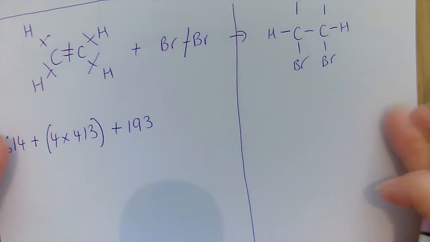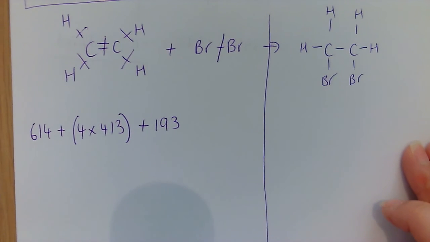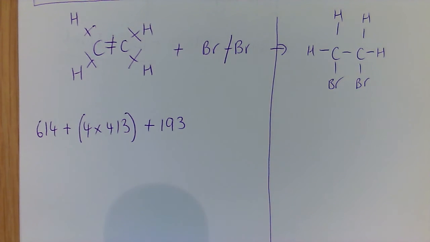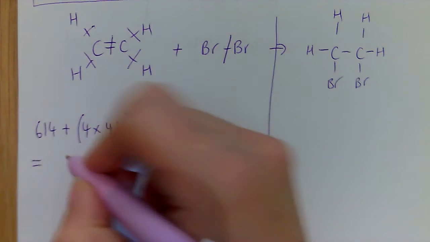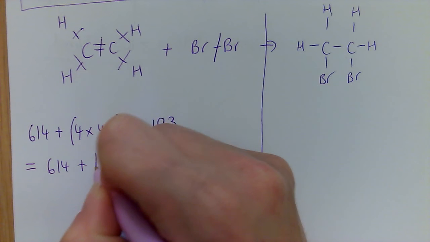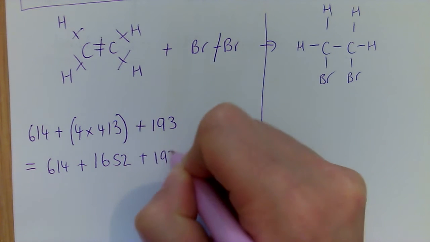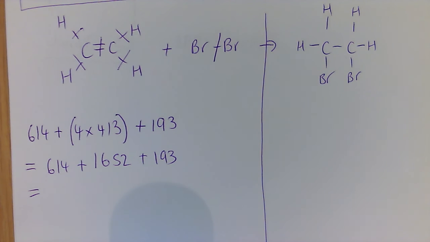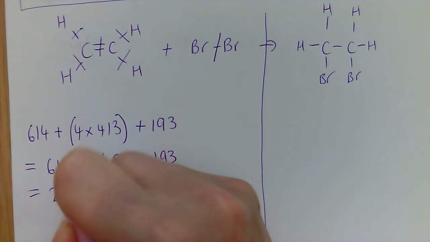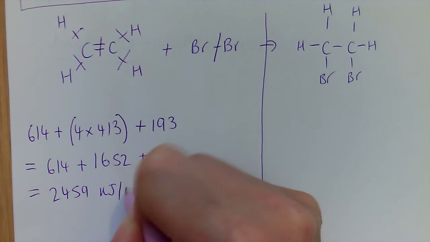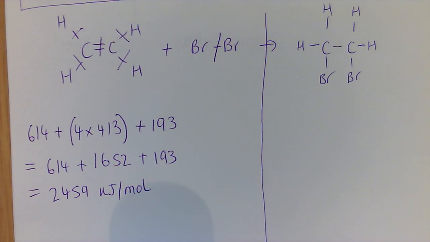Now you'll see that I put lines through the bonds once I've included them in the calculation. That's just my way of double checking that I haven't missed anything out. And particularly if you get a more complicated one with lots of bonds, it makes that a much easier process. So over this side, we've got 614 plus 1652, 193. 2459 kilojoules per mole. Okay.